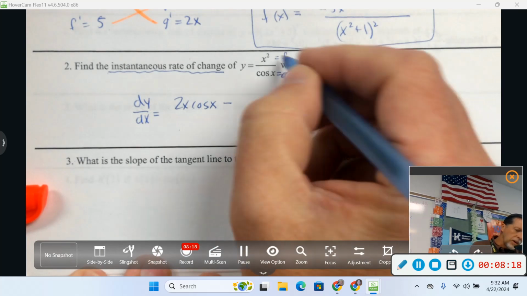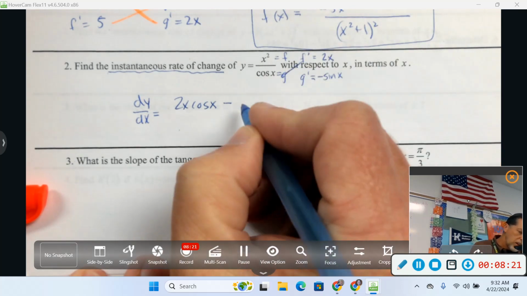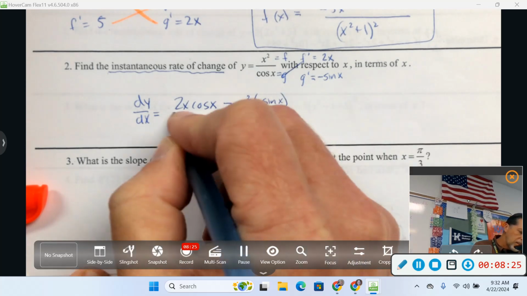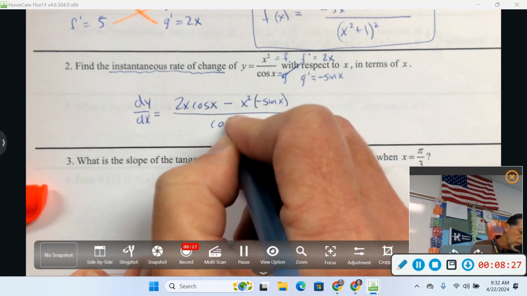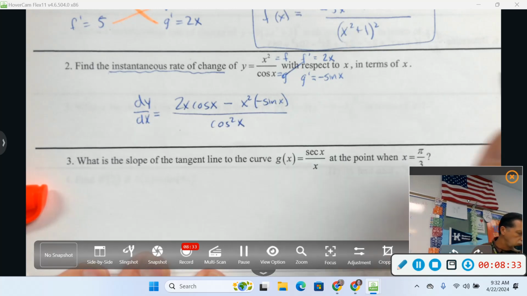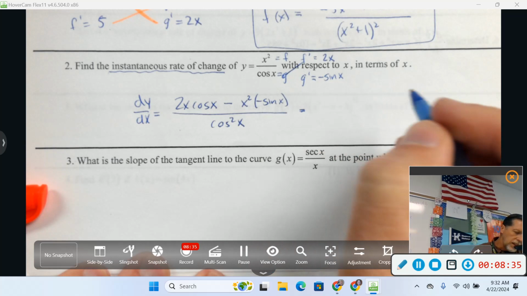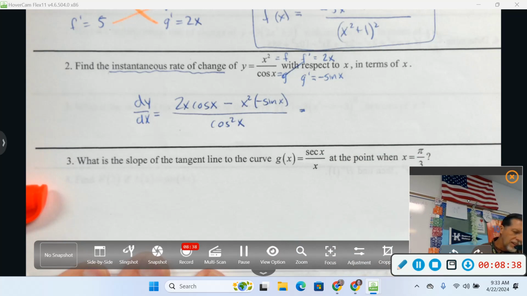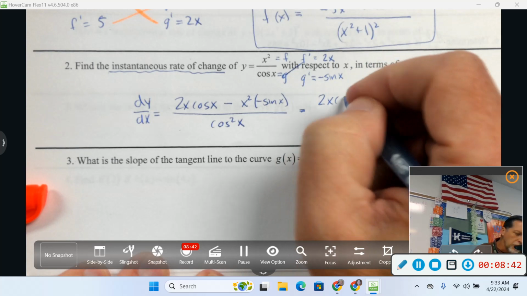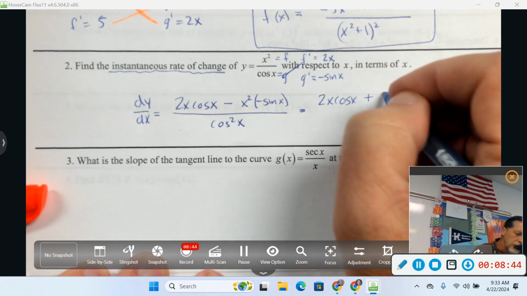minus the other way around, fg prime, x squared times negative sine x, all over cosine squared of x. Let's see, is there anything we could do to simplify that? The minus stuff looks a little bit weird, but that's about it for what we could do.